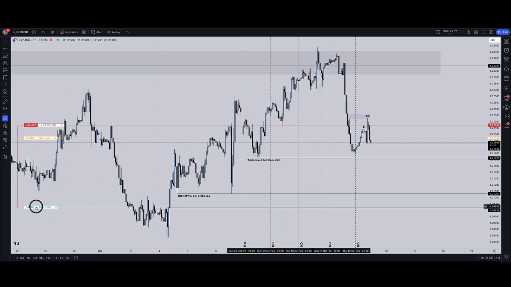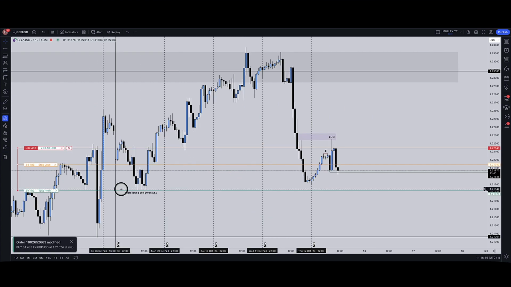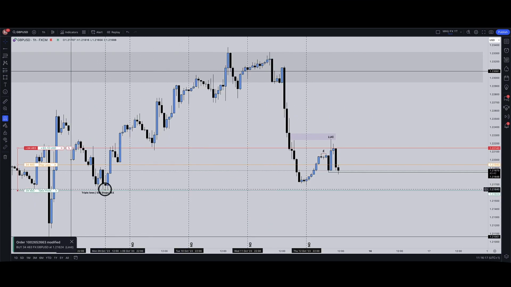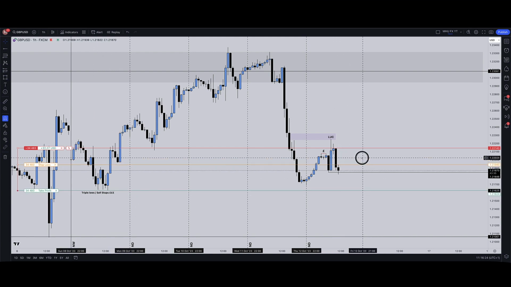So what I'm going to do then is I'm going to take this, I'm going to move it to here. I've moved my take profit. I've switched it up now. I moved it to these lows right here. But at the same time, guys, if they come and stop me out, they come and stop me out. It's all good.